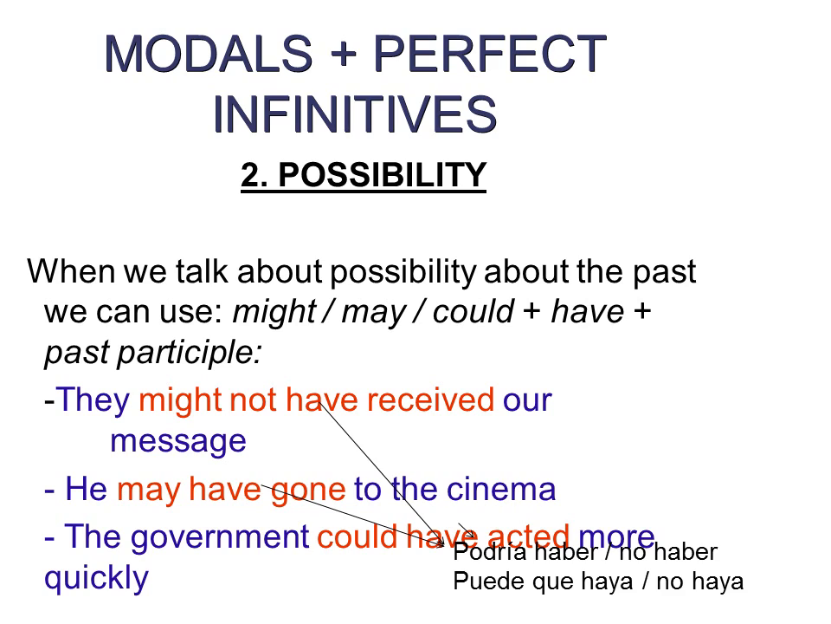We can use it to talk about possibility. When we talk about possibility about the past, we use might, may, could, plus have, plus a past participle. They might not have received our message. He may have gone to the cinema. The government could have acted more quickly. Notice here the have doesn't really get pronounced so much. He may have gone, not he may have gone. He may have gone to the cinema.